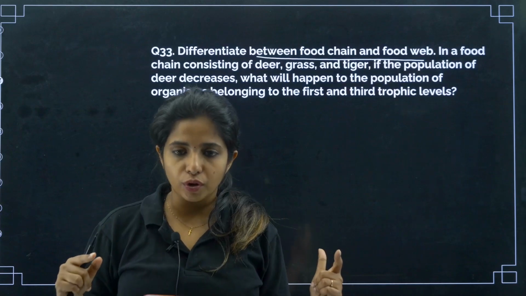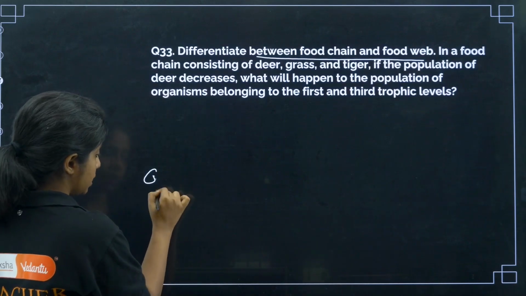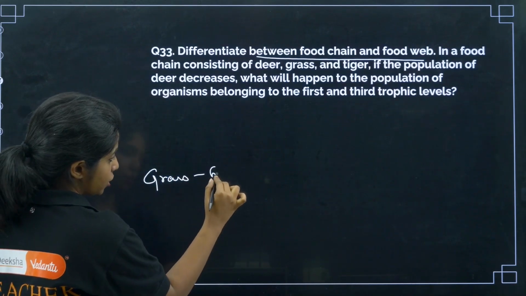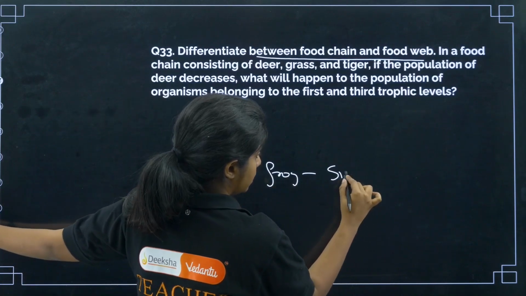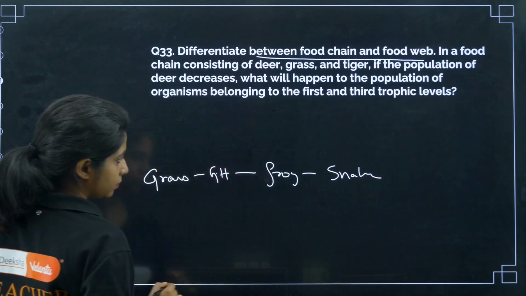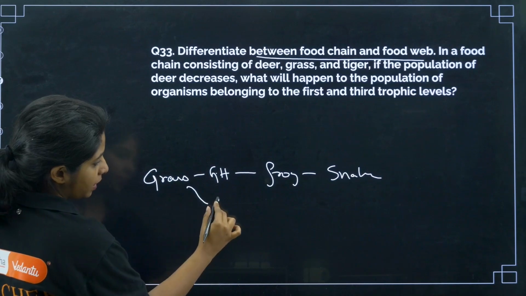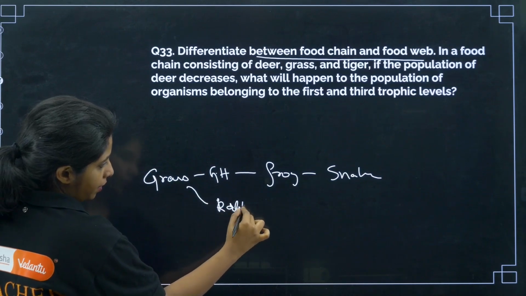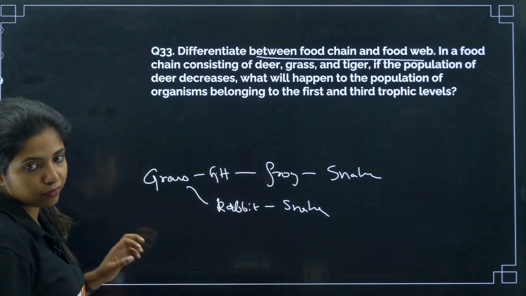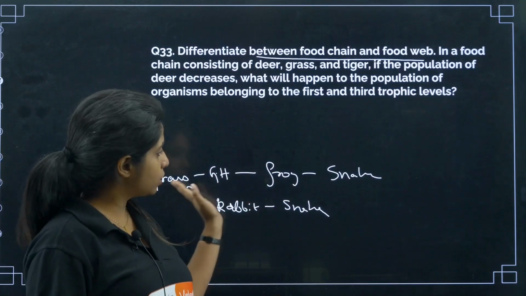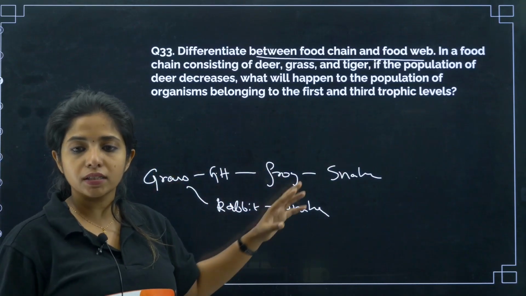So food chain is what? Basically, there is grass. Grass is eaten by grasshopper. Grasshopper is eaten by frog. Frog is eaten by snake. And that's all. Now, grass can be eaten by rabbit. Rabbit can directly be eaten by snake and things like that. That is what a food web, where everything is interconnected. This is a food chain and this is a food web where everything is interconnected.